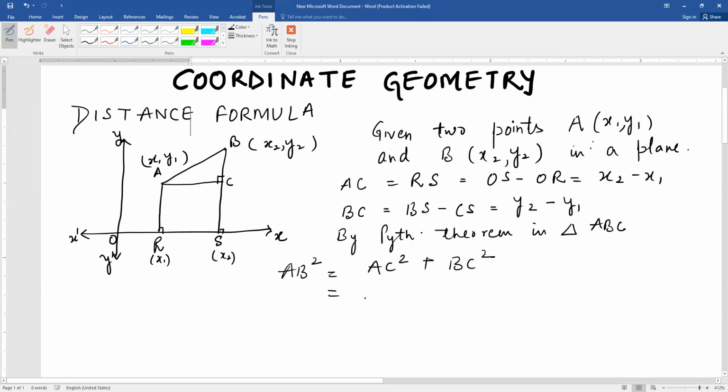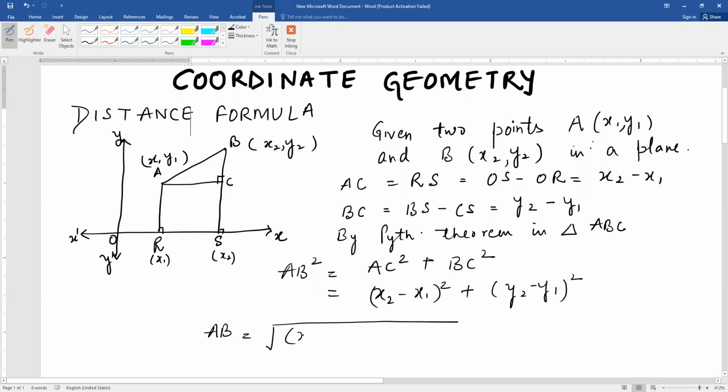Now what is AC square? AC is x2 minus x1 का whole square. And what is BC? y2 minus y1 का whole square. Therefore, what do we have? AB is equal to, we will take under the root x2 minus x1 whole square plus y2 minus y1 whole square. So this is the distance formula which you have to remember.